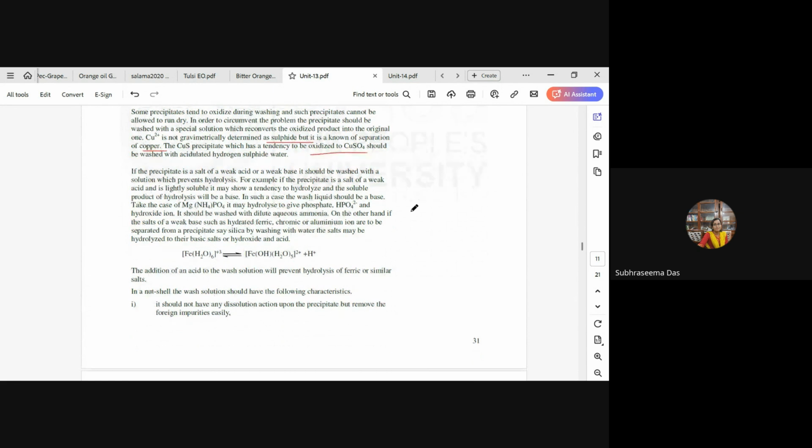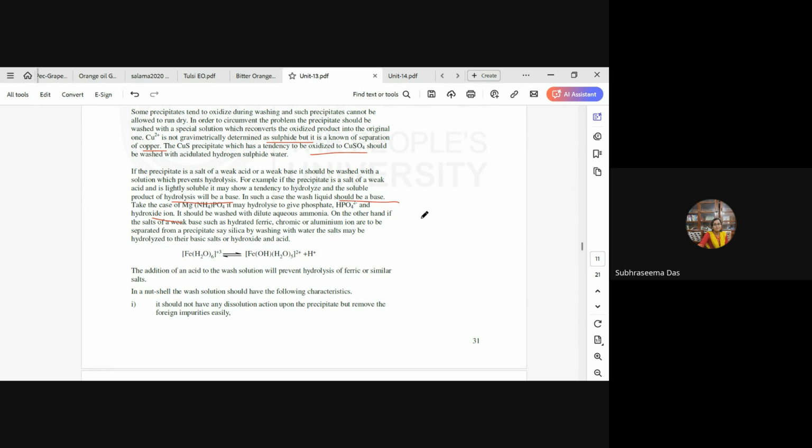Now, if the precipitate is a salt of a weak acid or a weak base, then it should be washed with a solution which prevents hydrolysis. For example, if the precipitate is a salt of a weak acid and is slightly soluble, it may tend to hydrolyze and the soluble product of the hydrolysis will be a base. So in such a case, the wash liquid should be a base. Take the case of magnesium ammonium phosphate, which hydrolyzes to give hydrogen phosphate ion and the hydroxide ion. Thus it should be washed with aqueous ammonia.